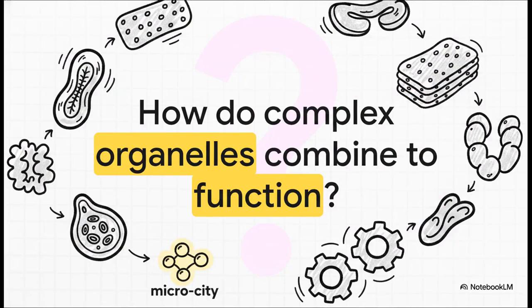Which leads us perfectly to this final question. How will the complex organelles inside these eukaryotic cells combine to function in our next unit? We know eukaryotic cells are basically highly organized, specialized microcities. But how does that internal machinery actually operate day to day to keep a massive organism alive? Keep that provocative thought turning over in your mind.